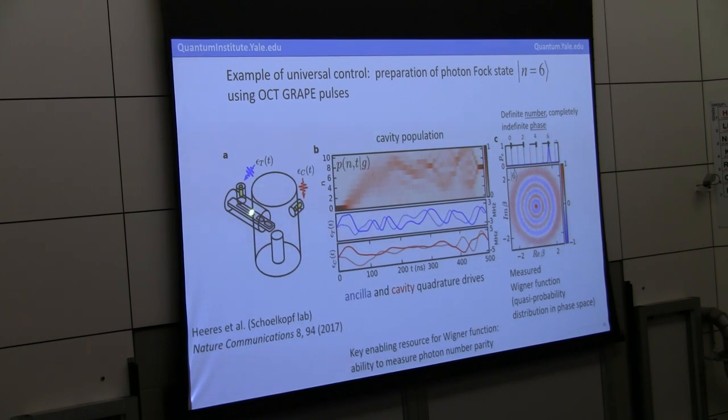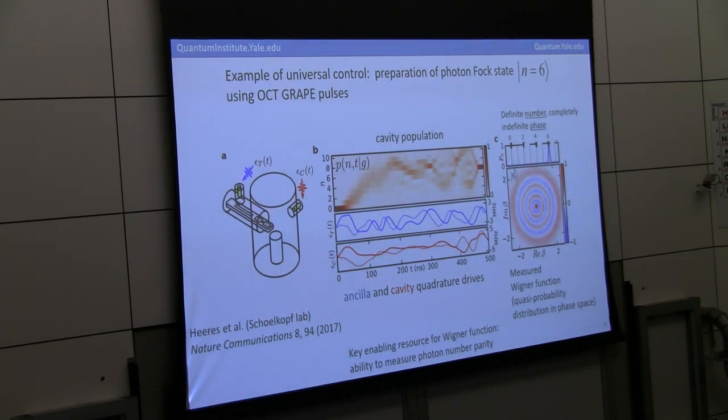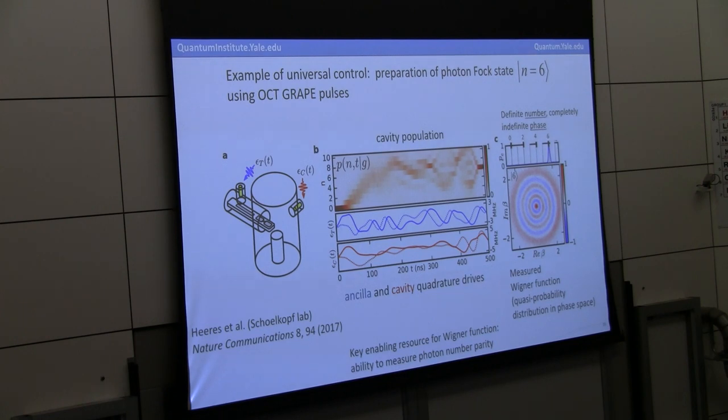And then you can do state tomography. You can measure the Wigner function of the cavity. The Wigner function is related to the density matrix. It's a kind of partial Fourier transform of the density matrix. You can think of it as this axis is the coordinate of the oscillator, this axis is the momentum of the oscillator, and the color is not like the phase-space distribution for the Boltzmann function or something. It's a kind of quasi-probability amplitude. It can be positive and negative.